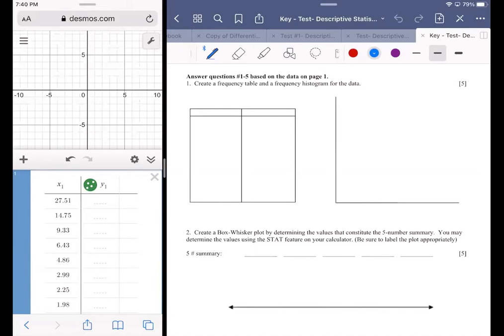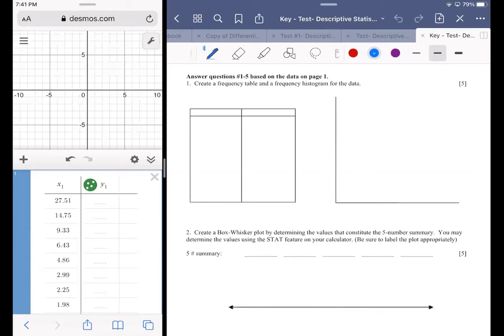Let me preface everything I'm about to say by saying that I accept Desmos work just as I would handwritten work. Anything in the Desmos calculator that you submit as your work will be accepted just as if you had handwritten it yourself. I don't need you to write down or type in data on Desmos just to reproduce it on paper to submit it. I'll show you how to share that also.